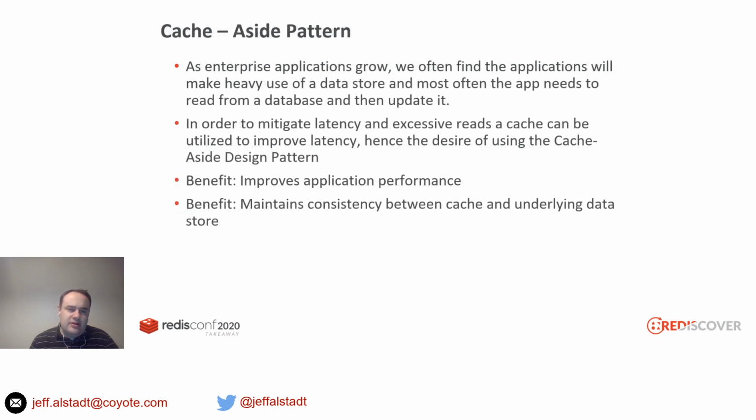Now, it's important that we talk about an important caching pattern that is very useful for enterprise applications, and that's the cache-aside pattern. As enterprise applications grow, we often find the applications will make heavy use of a data store, and most often the app needs to be read from a database and then updated. In order to mitigate the latency and excessive reads, a cache can be utilized to improve the latency, and hence use of a cache-aside pattern is needed.